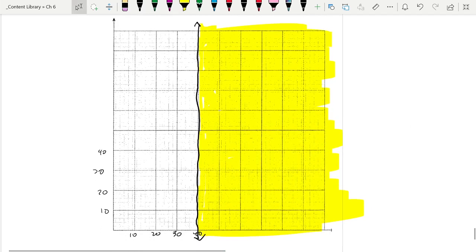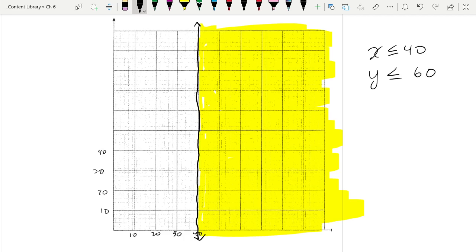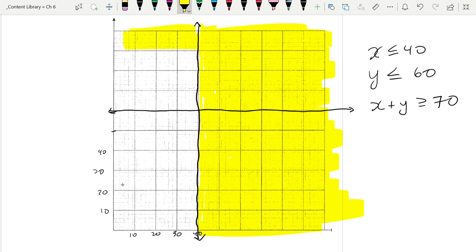The next one, maybe I should just write them here so we can see them. X was less than or equal to 40. Y was less than or equal to, what was Y? 60. And X plus Y is greater than or equal to 70. So let's do the Y equation now. 60, so that's 50, 60 right here. And again, less than means shade down, but we want the opposite, so we shade up.